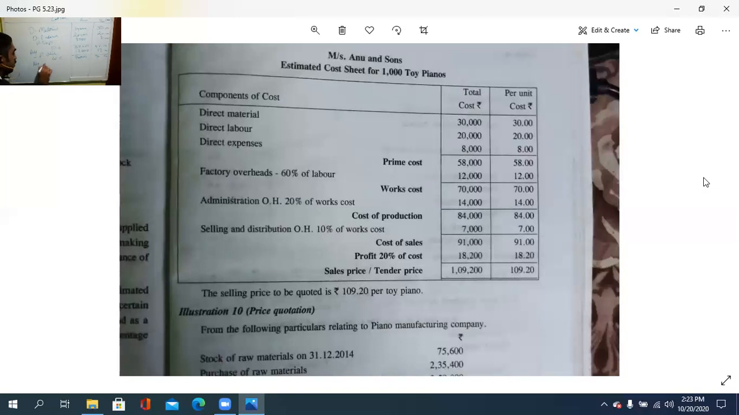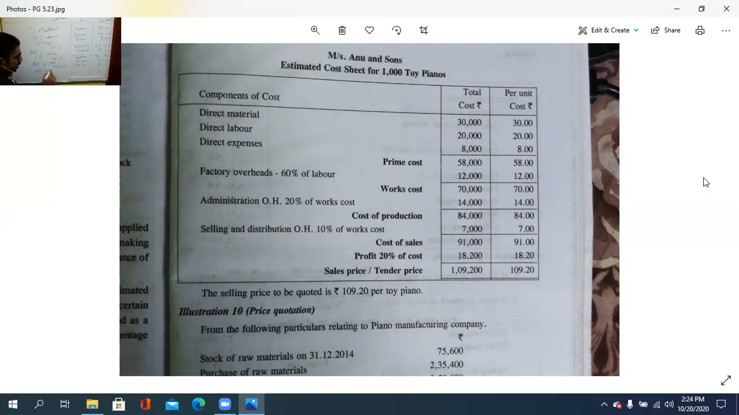Then office overhead. Office overhead is how much? 20% on work cost. Work cost is 70,000. So 20%, 7 twos are 14. So 14,000. 14 is the case. So 84,000. 84 is the case per unit. So this is what office cost of production.